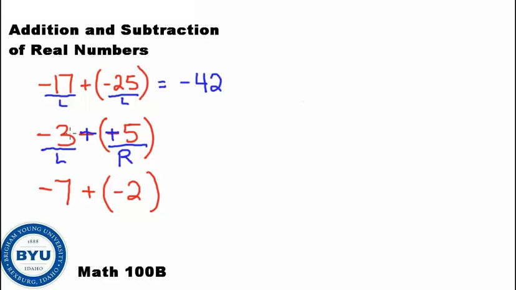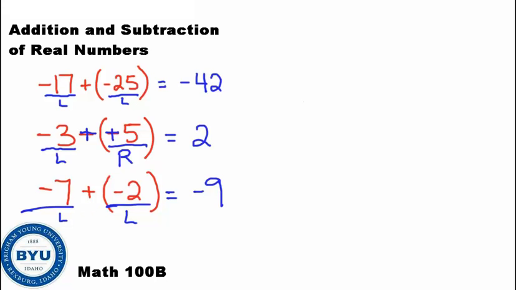So if I went -3 left and then 5 to the right, well, that would get me 2 to the right. So my answer there would be +2. On the next one here I'm 7 units to the left plus 2 more units going to the left. That's going to be -9. That one looked just like the first one.